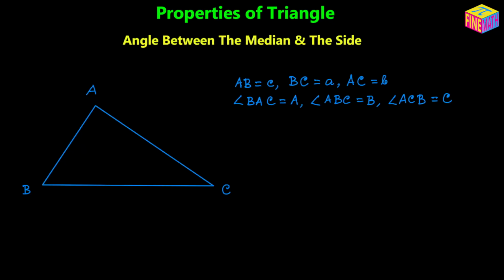Hi everyone, in this video we are going to discuss how to find the angle between a median and the side, meaning the side on which it is a median. For example, we have a triangle ABC. As you can see in the diagram, side length AB is represented by lowercase c units, side length BC is represented by lowercase a units, and the side length AC is represented by lowercase b units.